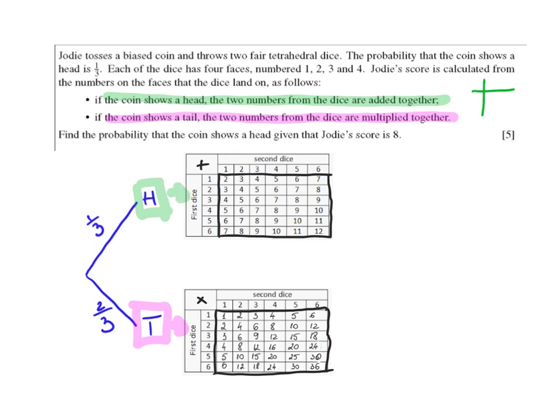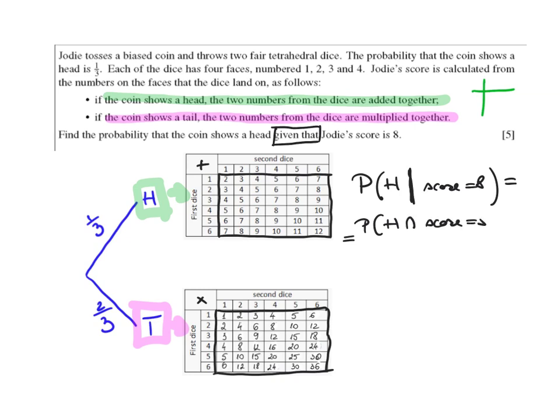The question asks, find the probability that the coin shows a head given that Jody's score is 8. So this "given that" suggests conditional probability. See how important the notation is, because now if I have the correct notation, I look in my formula booklet and I know that's the probability of tossing a head and the score is 8, over the probability of the score being 8.